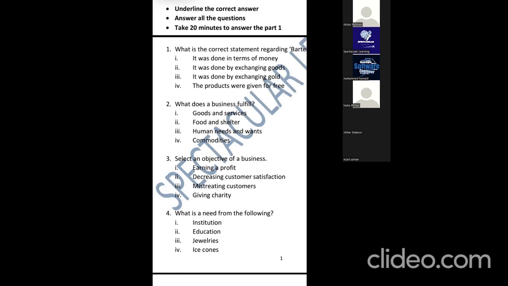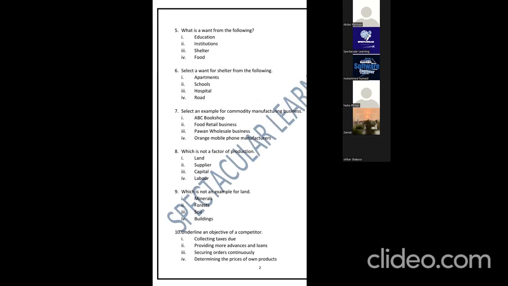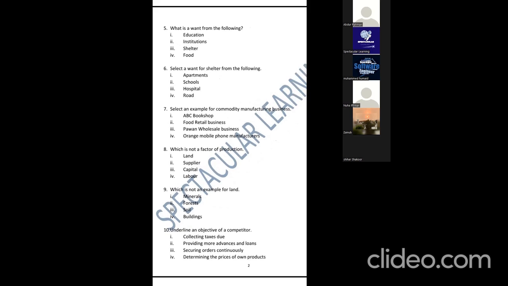So jewelry is a want for clothing. Ice cones is a want for food. Institutions is a want for education. So only education is a need from the following. Good, most of you answered these 4 questions correctly. So what is the want from the following? The fifth one. Institution. Yes, institution. Education, shelter, and food are examples of needs. So institution is a want for education. So the correct answer is institution.